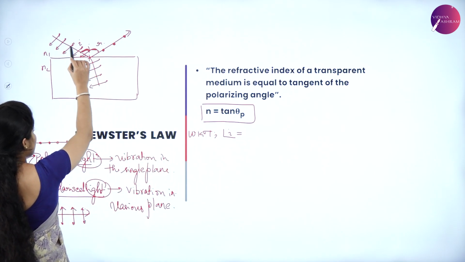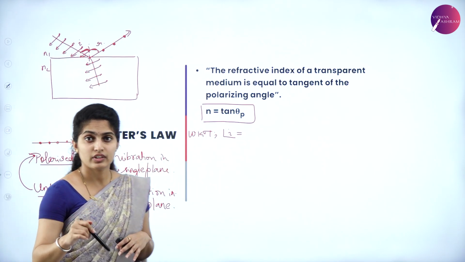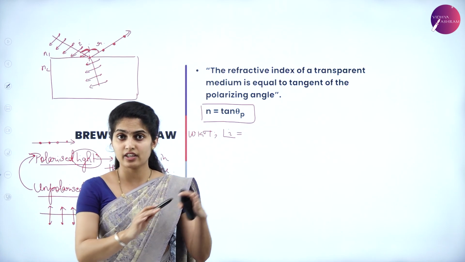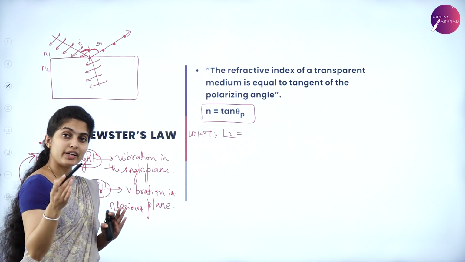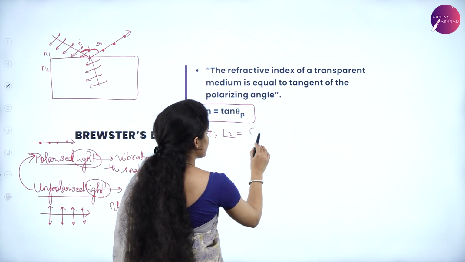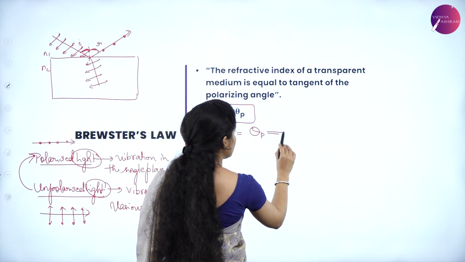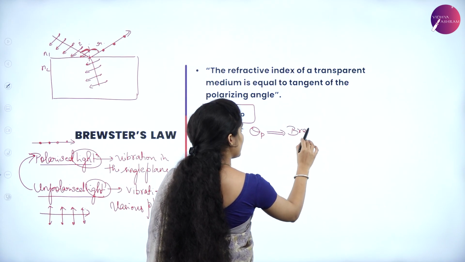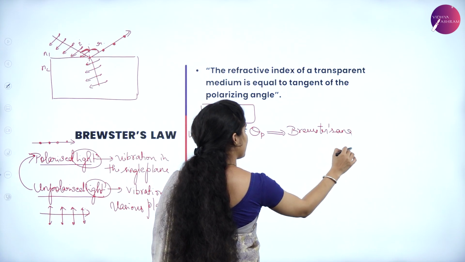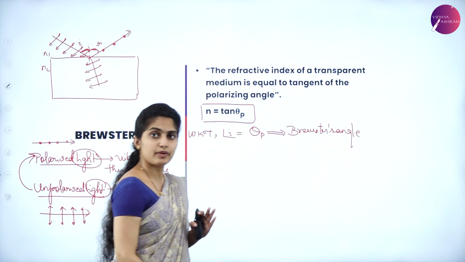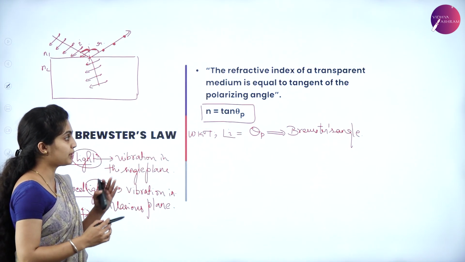So theta p is the polarizing angle, because it is getting polarized. The unpolarized light falls on the interface and it is getting reflected back at an angle called the polarizing angle. This polarizing angle is also called Brewster's angle, because Brewster gave the polarizing concept, right? That is why that angle is said to be Brewster's angle.